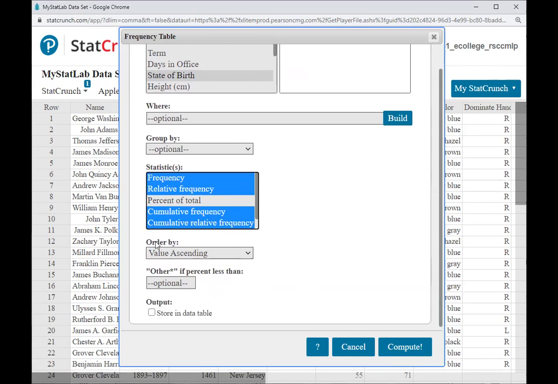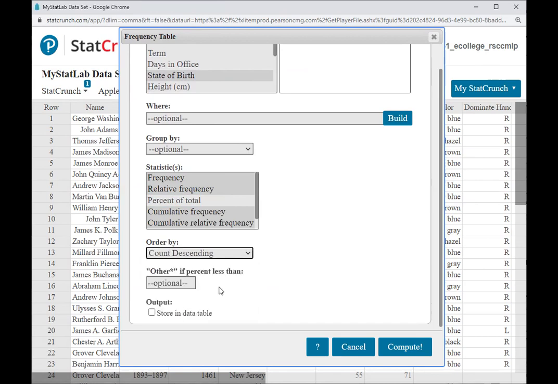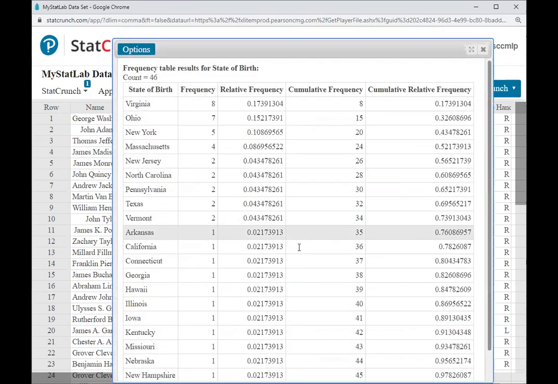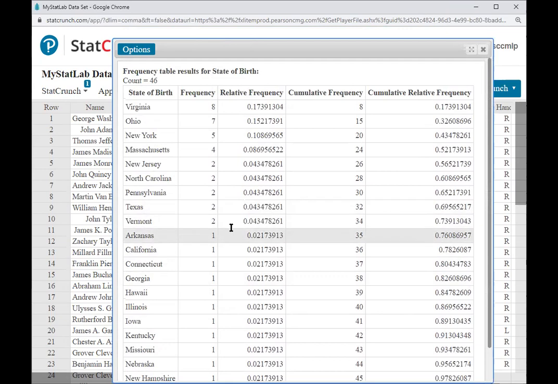As far as order, in this case, value ascending is just going to put it in alphabetical order. And that's fine, but I do kind of want the one that is the most. So I'm actually going to go with the count descending. And then I'm going to click compute. That's going to give me a huge table because there's been several states represented. Of course, lots of these just have one president from each one. But I can see that Virginia has had the most, but Ohio is a very close second.